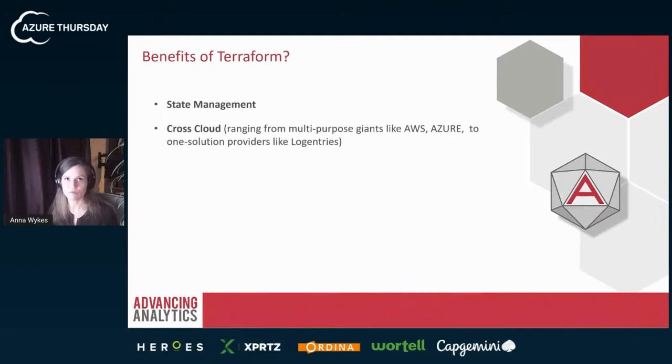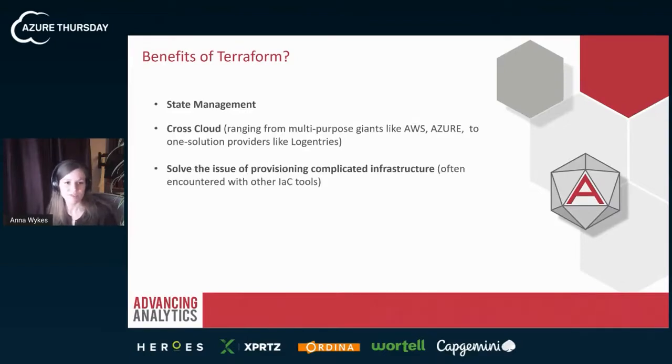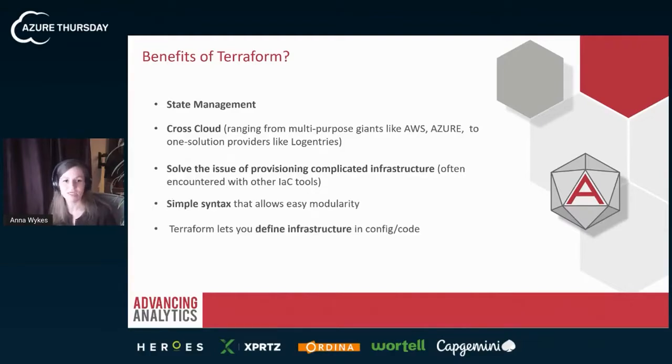It is cross cloud. Now we're all Azure fans. I'm a Microsoft MVP, but almost all of us have to dip our toes into other cloud providers every now and then. So it is great to have this tool that is cross cloud, essentially AWS, GCP, as well as Azure. So it solves the issue of provisioning complex infrastructure, so often encountered with other infrastructure as code tools. And as mentioned before, with tools such as ARM, ARM is brilliant, it's great until it gets really complex, and then you start to hit issues, or it becomes less easy to understand or less easy for somebody else to pick up. So it has a simple syntax, essentially. It allows for easy modularity. Terraform lets you define infrastructure in config and code.